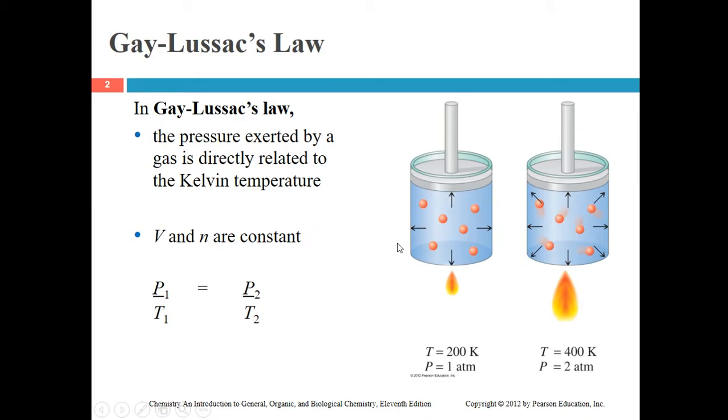If we keep the volume the same and the amount of moles the same, then when we increase our temperature, the pressure is going to have to increase because those gases are moving faster and faster and exerting more pressure. And notice it's directly related to our temperature in Kelvin. So when we double the temperature in Kelvin, notice our pressure also doubles. Directly related.